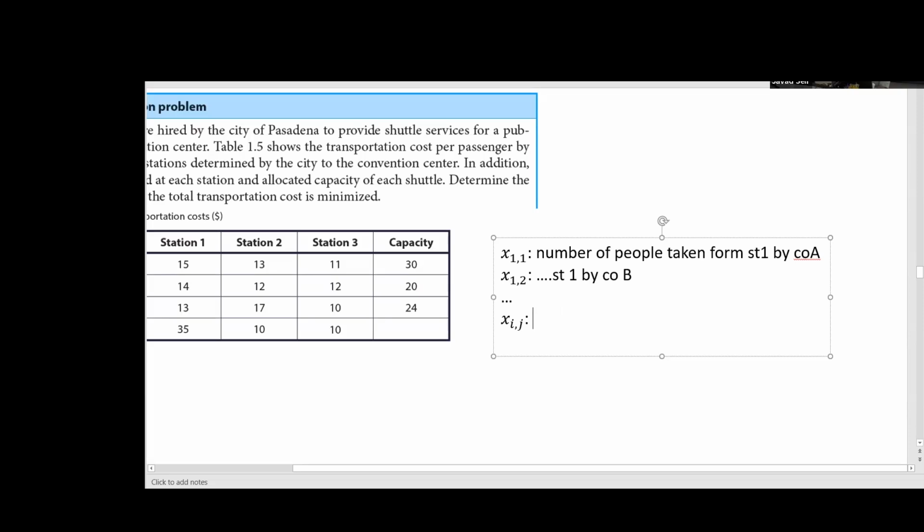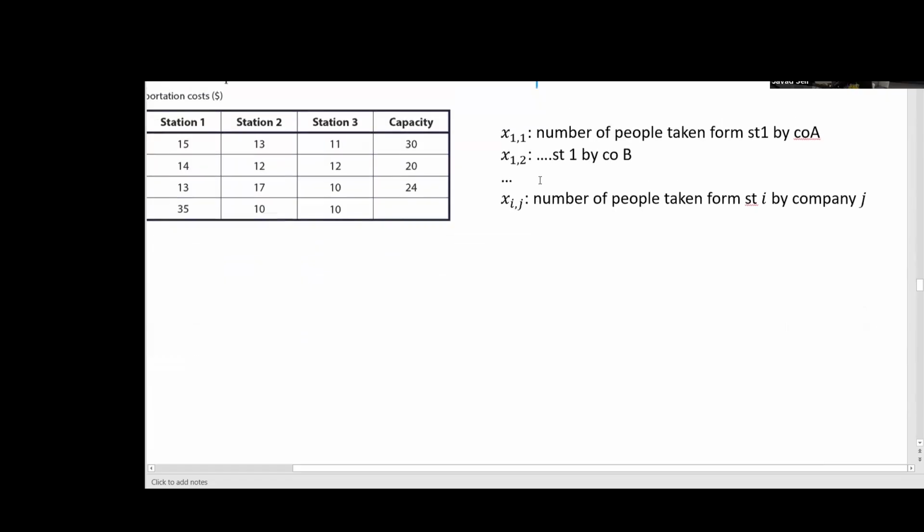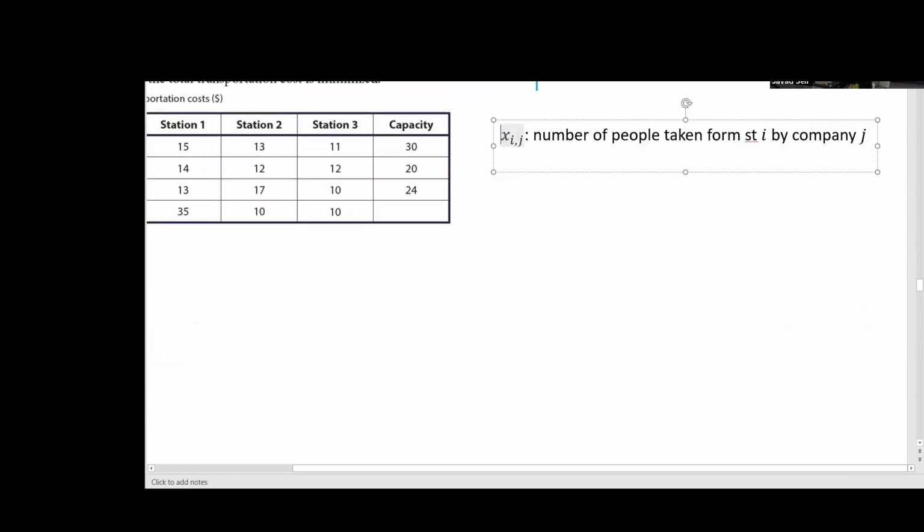is defined as number of people taken from station I by company J. Does that make sense? Instead of writing all 9 of them, I just summarize it like that. Now, if that's the case, how do I write the objective function?